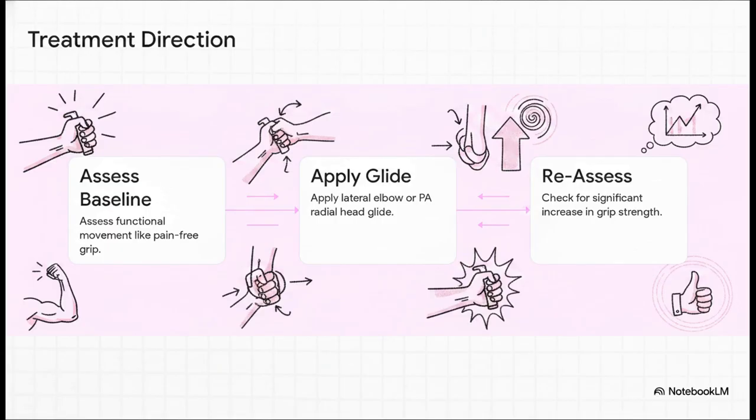Step 1, get a baseline. Usually, you test their pain-free grip strength. Step 2, you apply a manual glide. This could be a lateral elbow glide, a PA radial head glide, or maybe even a C5, C6 cervical lateral glide. Step 3, while holding that glide, you immediately reassess that grip strength.